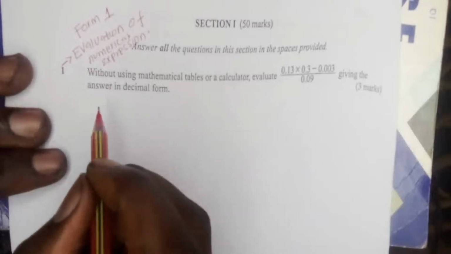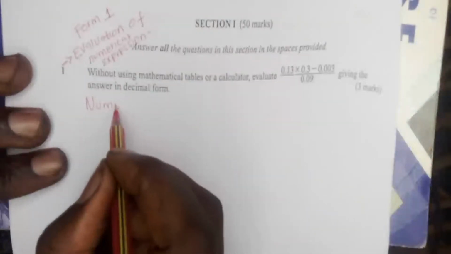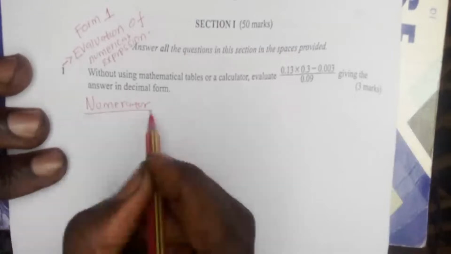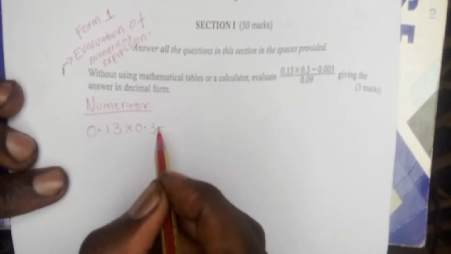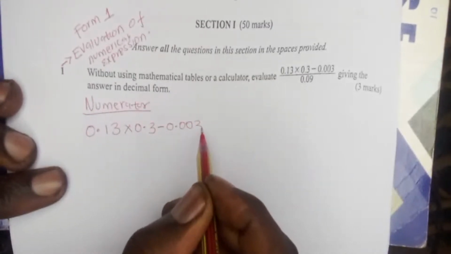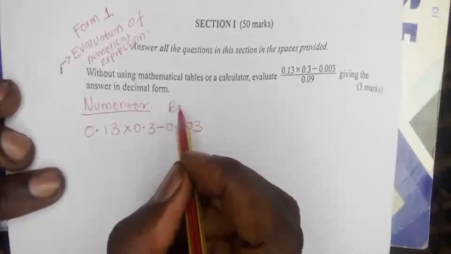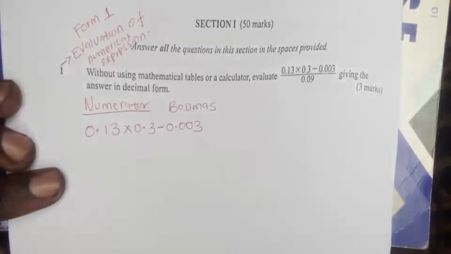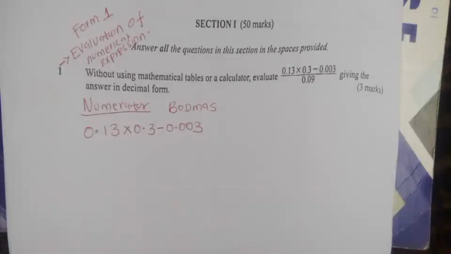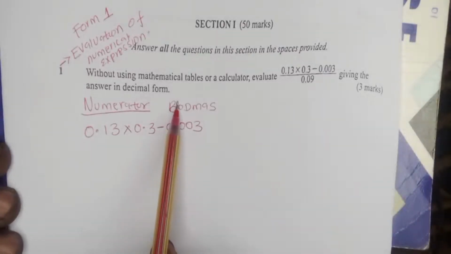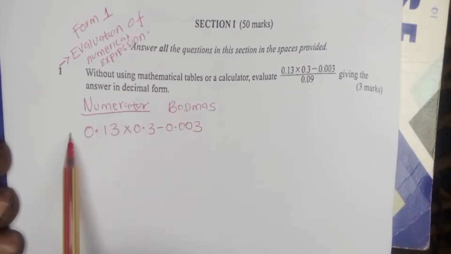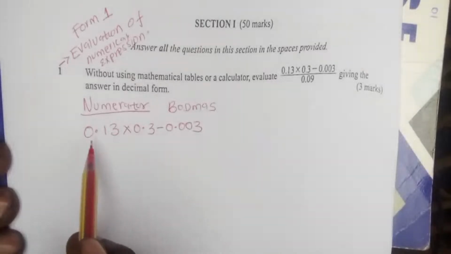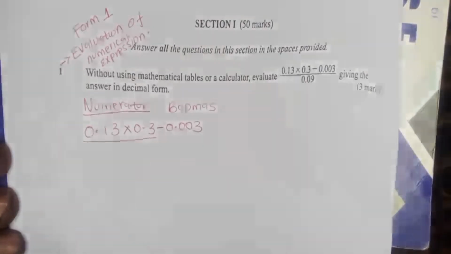So we're going to start with our numerator part. The numerator is the upper part of the number. So we have 0.13 times 0.3 minus 0.003. I'm now going to apply BODMAS. BODMAS means that we are supposed to solve brackets, of, then division, which we don't have here, then multiplication, that is the one that we have. So we are going to solve out multiplication first.